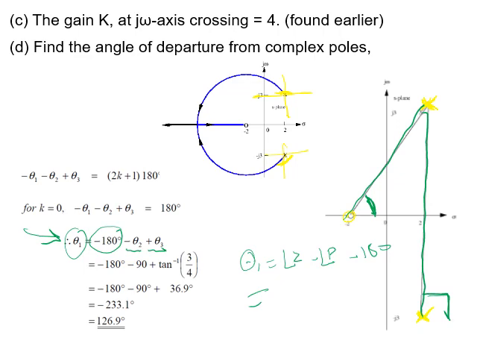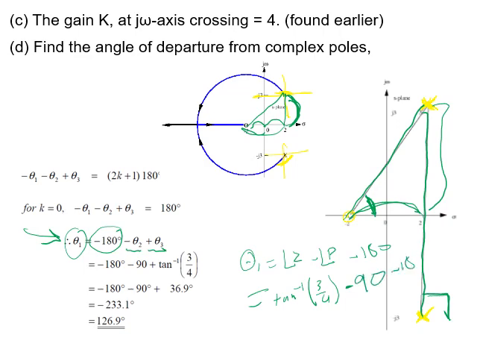So for the angle of zero, it's equal to tan inverse of 3 over 4. Why? Because this side is equal to 3, and this side equal to 4. Between this point and this point, it's 3 steps. Between here and here, it's 4, because here 2 and here another 2. So 3 over 4, minus the angle of pole, which is 90, minus 180. When we calculate it, you will find the angle equal to 126.